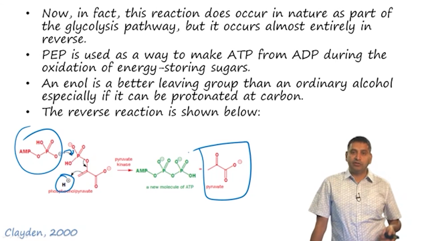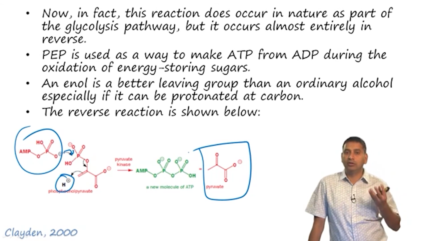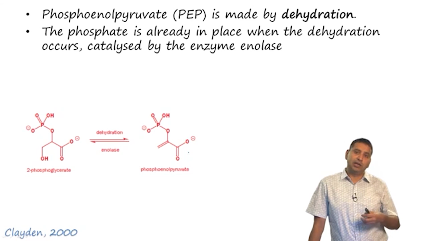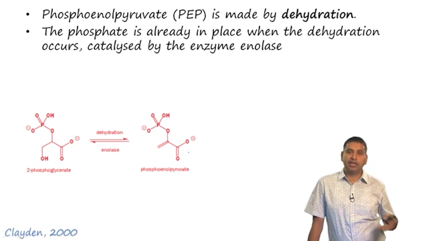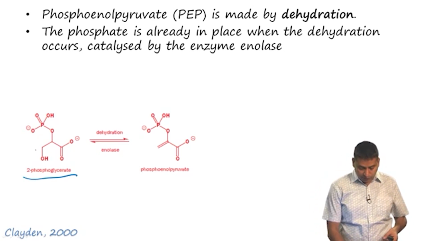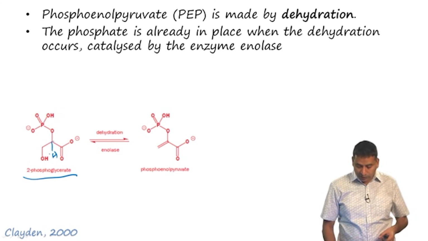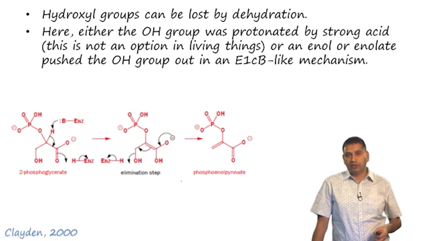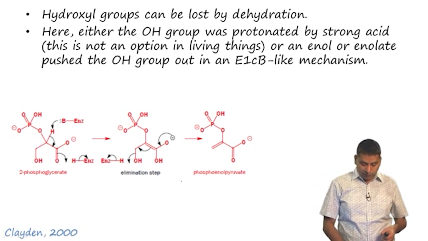So, here pyruvate is a very good leaving group because you have an opportunity for the double bond to pick up a proton. Phosphoenol pyruvate is made by dehydration. The phosphate is already in place when the dehydration occurs, and this is catalyzed by the enzyme called enolase. Now let us look at these steps. Here is 2-phosphoglycerate, and if you can eliminate water from here, then you end up with phosphoenol pyruvate. The mechanism by which this process occurs is in the following manner.